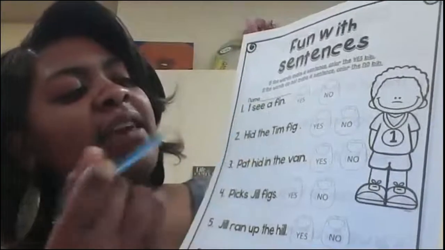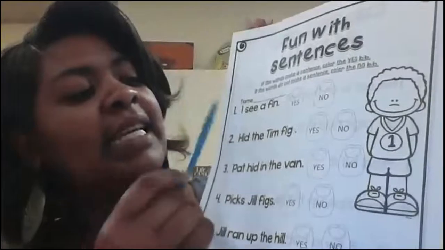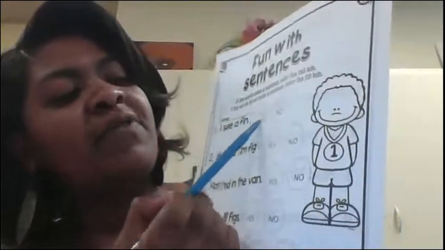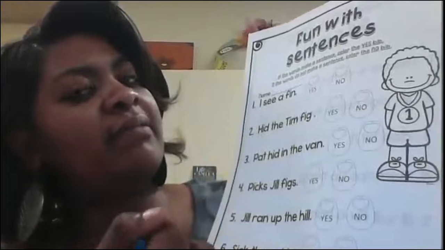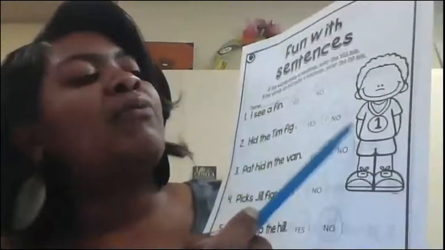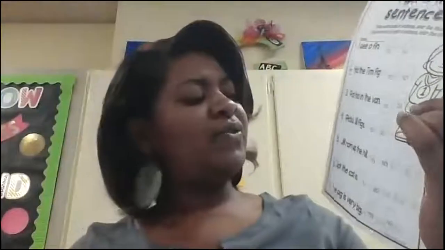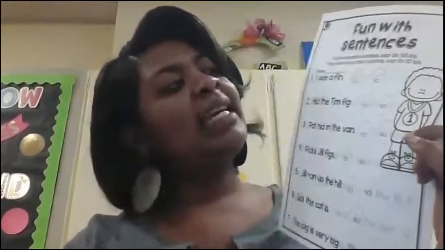I see a fin. Is that a sentence? Yes, it has a capital letter, has a period, and the word makes sense. I'm going to color the bib yes. Number 2, hit the Tim fig. Does that make sense? So we're going to color no. All right, so you're going to do the remaining of those. Read the sentence. If it's a sentence, if it makes sense, yes. If not, no.